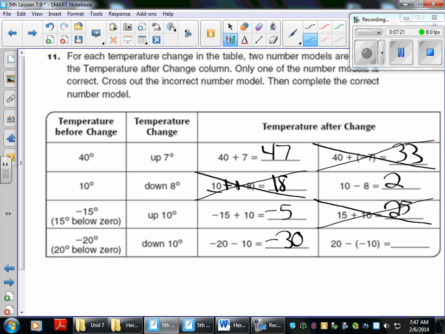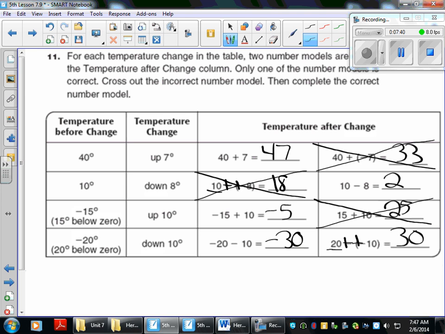But let's take a look at the second box anyways, just extra practice with leave, add, change. We're subtracting a negative number, 20 minus negative 10. 20 minus negative 10, leave the 20. Subtraction turns into an addition. Negative 10 turns into a positive. 20 plus 10 equals 30.